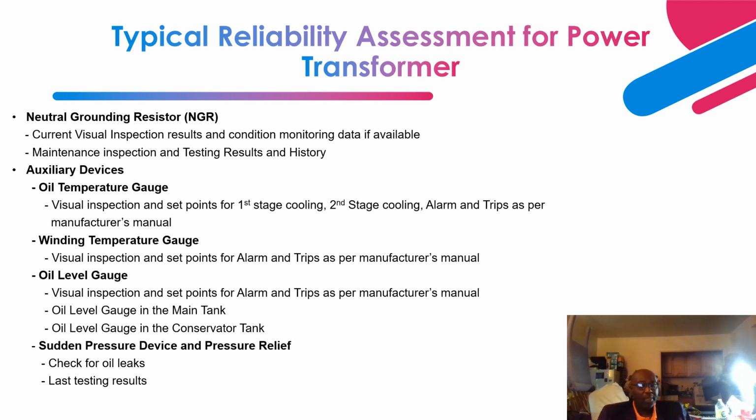Next, it's a neutral grounding resistor, right? And this actually applies to most industrial facilities, where the neutral of the Y grounding side of the transformer. The Y grounding side, mostly it's the low voltage side, and the delta side is the high voltage side.